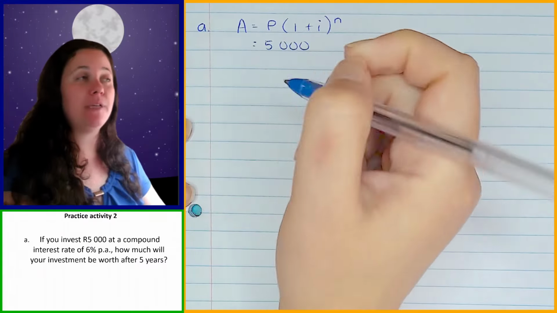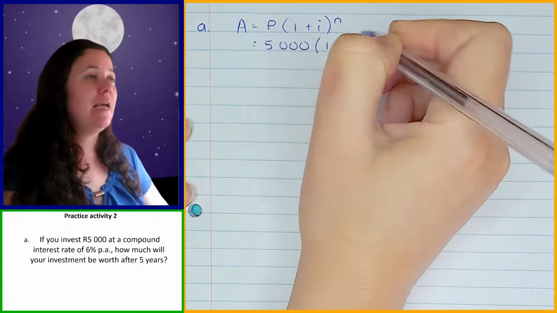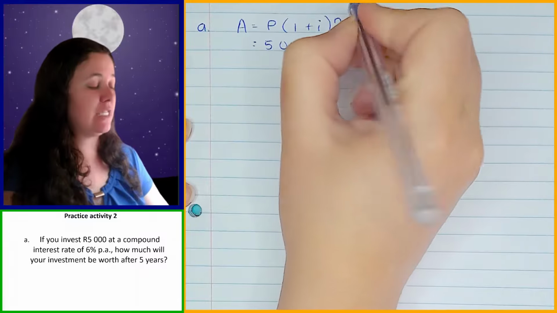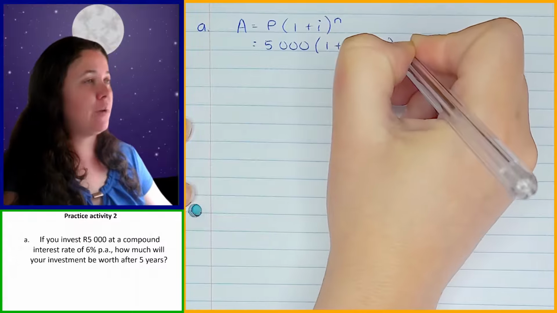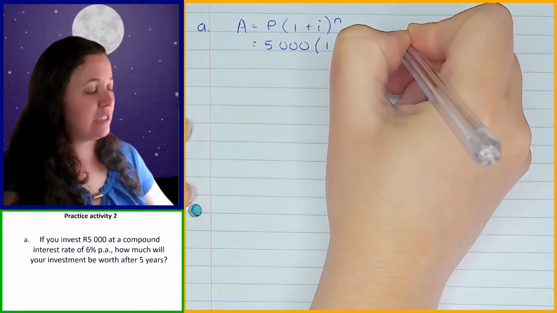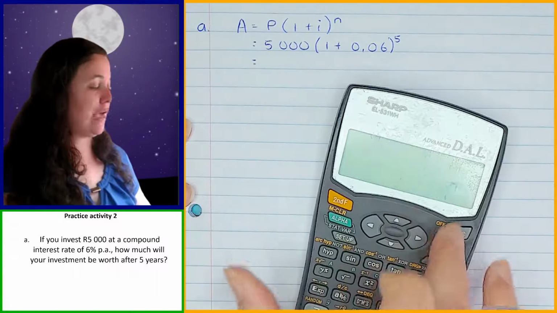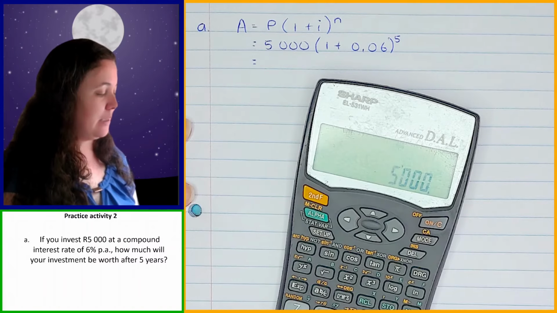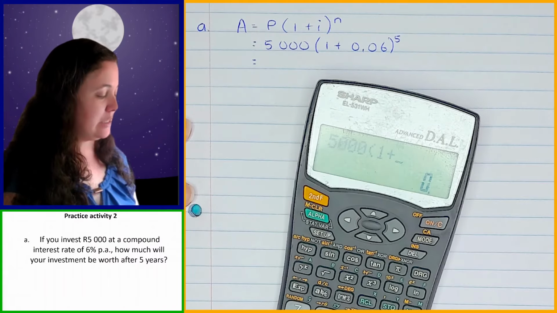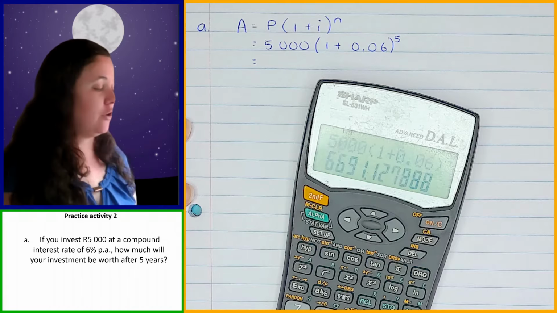That is the amount that is being invested. Okay, then 1 plus i, the interest rate here is 6%, so that's going to be 0,06, and that is to the power of the number of years, which is 5. Okay, so now I'm going to type that into my calculator. So I have over here 5,000, and then in brackets 1 plus 0.06, close the brackets, to the power of 5.